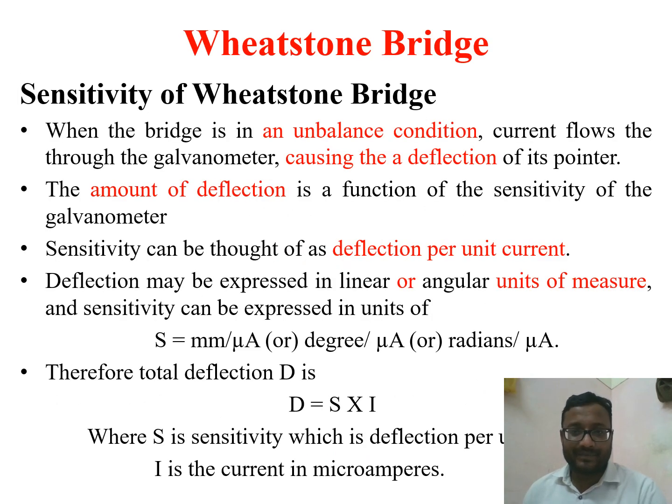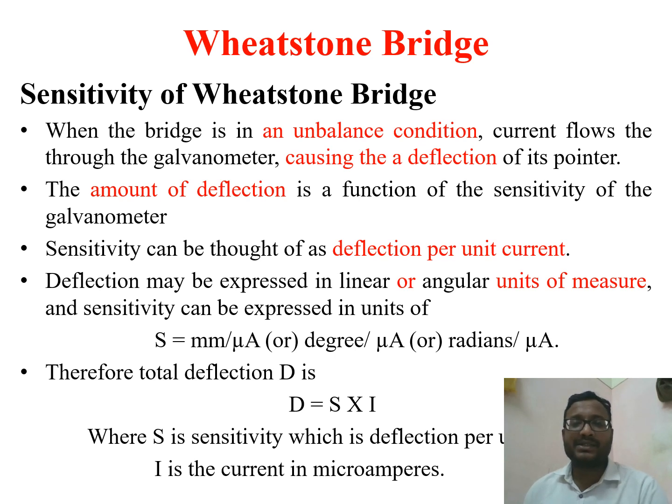So next step, in that second one, sensitivity of Wheatstone bridge. Up to now we have discussed the balancing condition. Suppose the bridge is unbalanced. When the bridge is in an unbalancing condition, then current flows through the galvanometer. If the bridge is balanced, current does not flow through the galvanometer. If the bridge is in unbalanced condition, then current flows through the galvanometer.